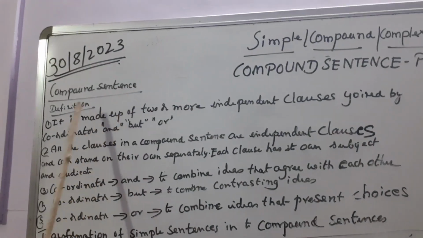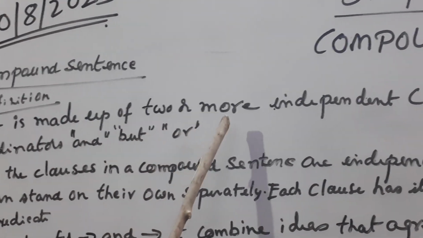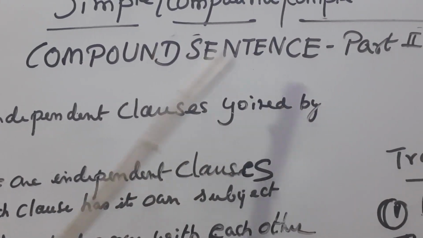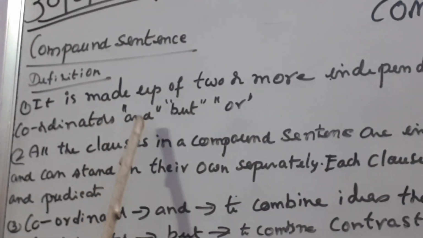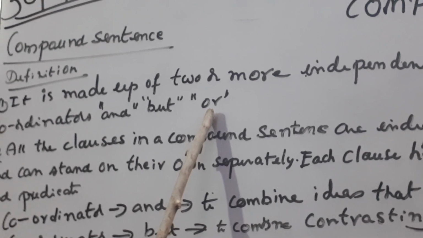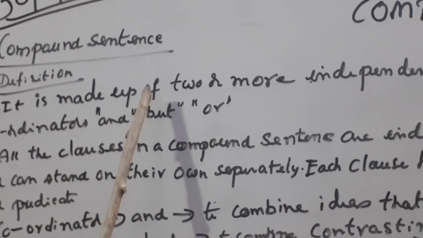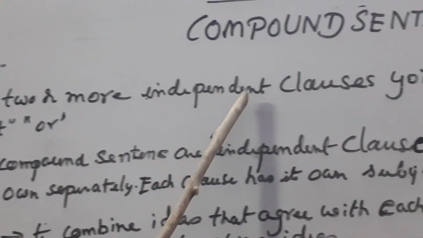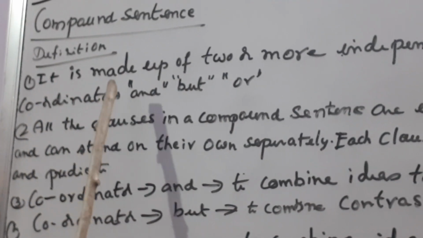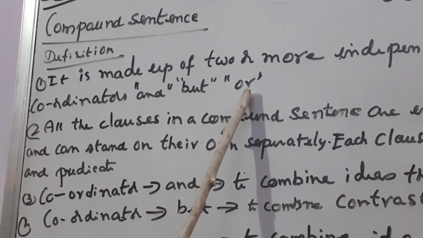Compound sentence definition: it is made up of two or more independent clauses joined by coordinators: and, but, or. I repeat, it is made up of two or more independent clauses joined by coordinators: and, but, or.